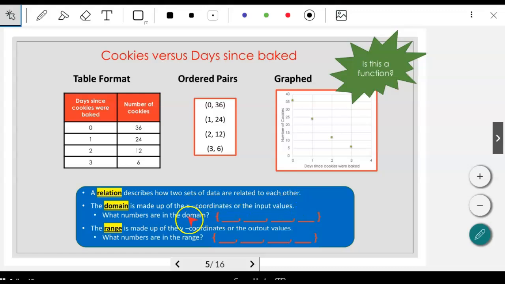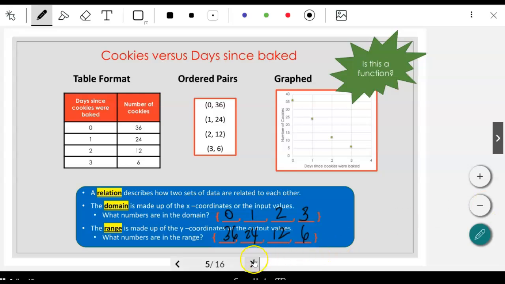Okay, so the domain here we're looking for, remember, are just the x values. So you can get it from the table, you can get it from the ordered pairs, you can get it from the graph. Probably easier from the table, it's these values here. So the domain is 0, 1, 2, 3. Now the range is our dependent value, and it's the y value. So it's 36, 24, 12, and 6.